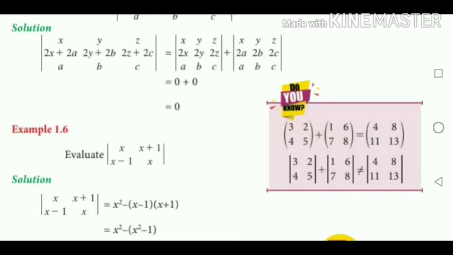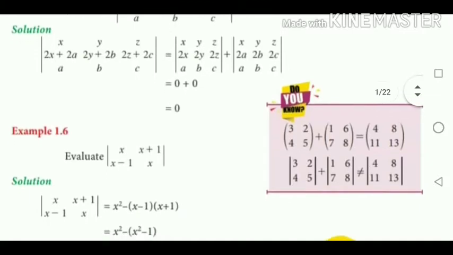I think you will understand well if you see the solution. 2x plus 2a is split into two parts, in two matrices. In the first matrix I write 2x, in the second matrix 2a. Likewise, in the first matrix second row 2y, in the second matrix 2b. Likewise 2z and 2c. This is about property 6. So if it is a sum of numbers, or a subtraction of numbers, we may do it like this.